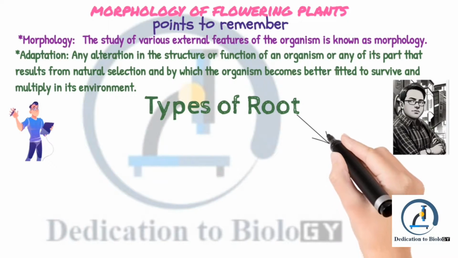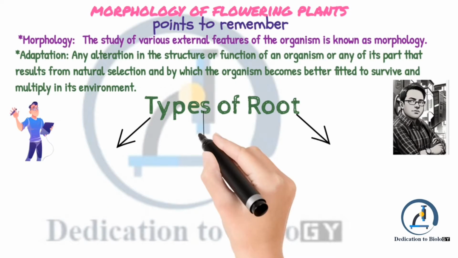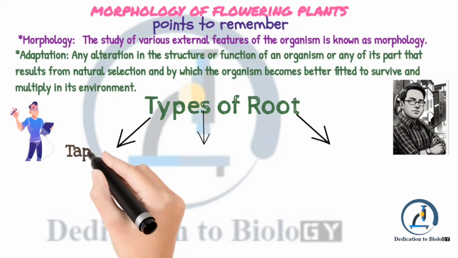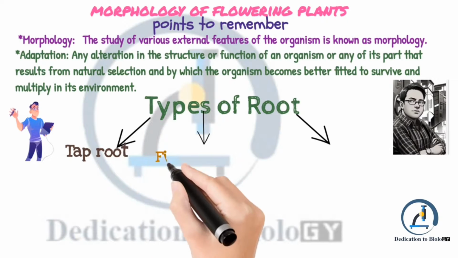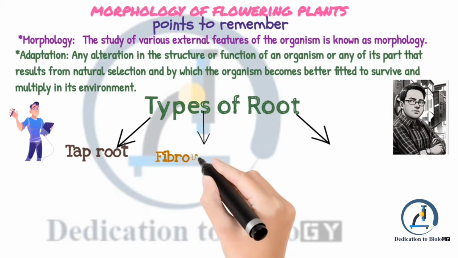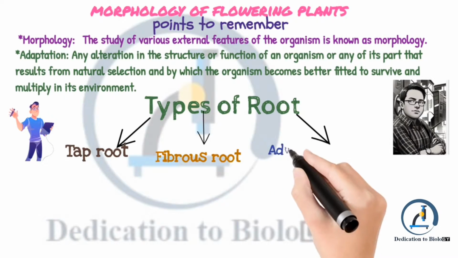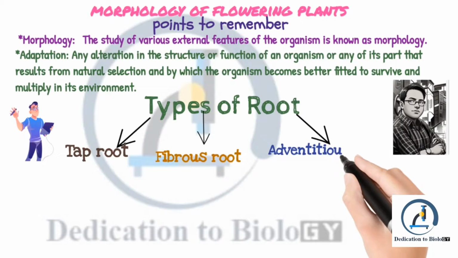Now we are discussing the root. What is a root? Root derives from the radicle of the seed. What are the types of roots? These are mainly three types. One is taproot, second is fibrous root, and the third one is adventitious roots.